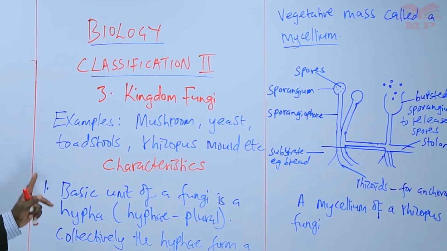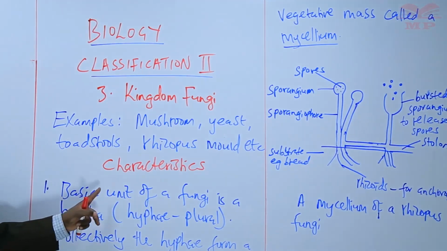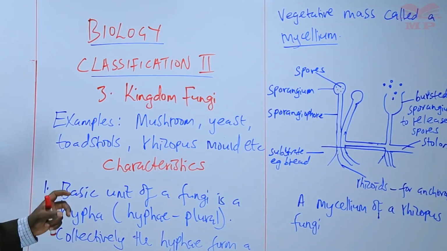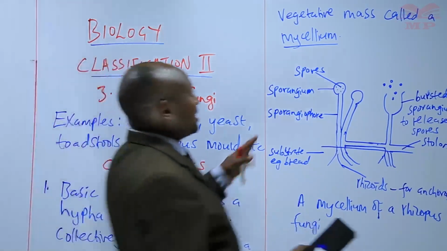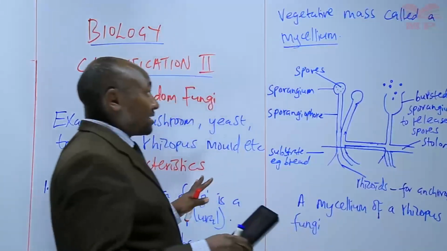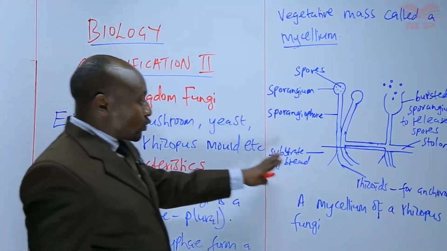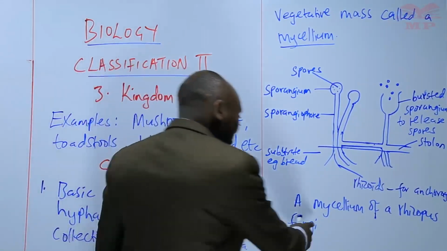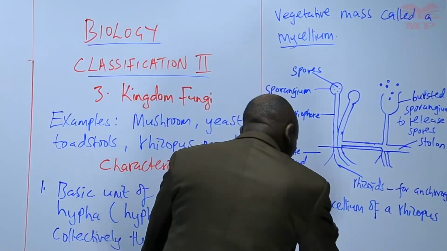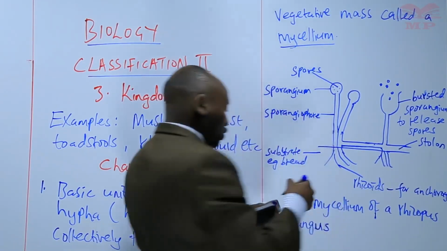And we have said that in that first characteristic, the basic unit, the smallest unit of a fungus or of a fungi is called a hypha. In plural it is hyphae, we just add an E. And those hyphae collectively form a mass that is called a mycelium, a vegetative mass. And I have drawn a mycelium of a Rhizopus fungus here. Let's make this a fungus so that we can show that it is in singular.